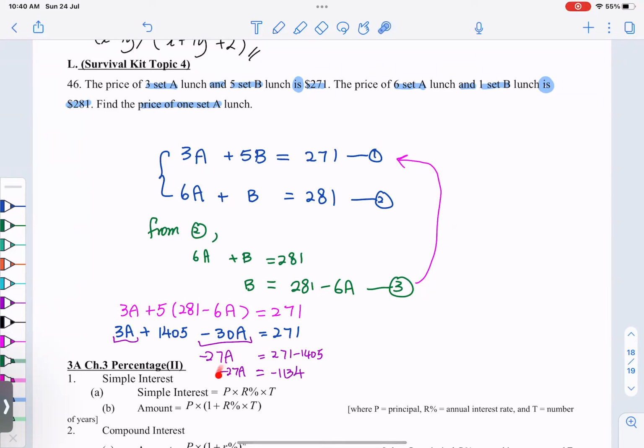And then now you also don't need this negative 27a. So what do you do? Just divide on the other side. Yep. So a equals negative 1134 over negative 27. And you get the answer as 42. So a is 42. What did you have to find? Oh, luckily you had to find a. So you're done.